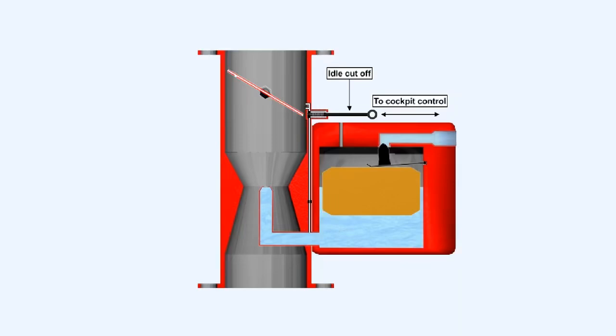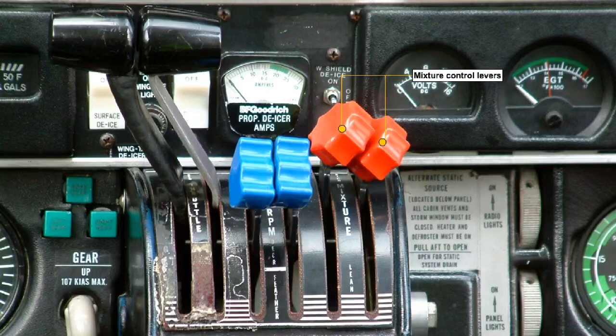This prevents any possibility of the engine continuing to run erratically due to pre-ignition, and also prevents fuel condensing in the cylinders, which would tend to wash the oil from the cylinder walls, causing lack of lubrication when the engine is next started. The idle cutoff may be a separate control, or it may be incorporated in the mixture control lever, as is the case with the Seneca system illustrated here.